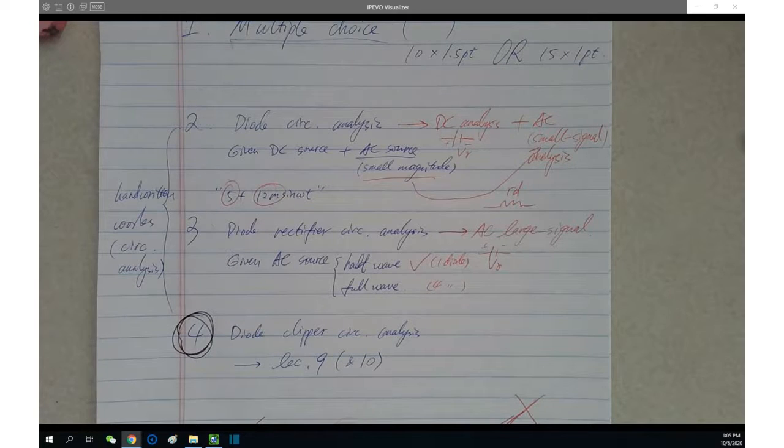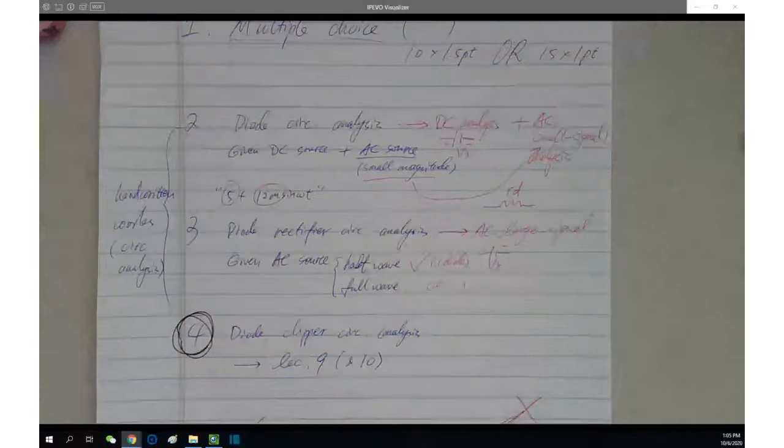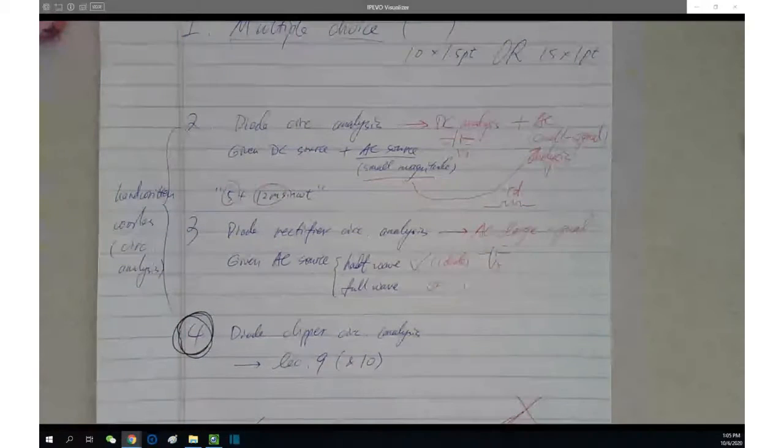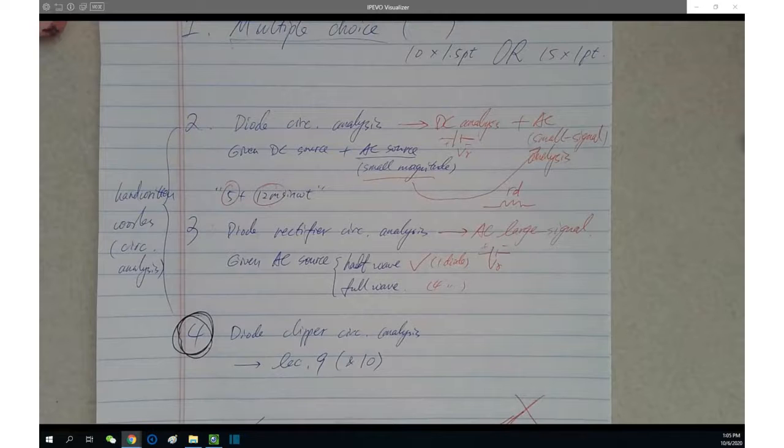You need the range of the input AC source. And? You need to draw the circuit when the diode is on and off. And? Find the specified V_O. Good. So this is the logic, or the procedure, very clear to Shane, and hopefully the rest of you as well. And this is the clipper circuit.